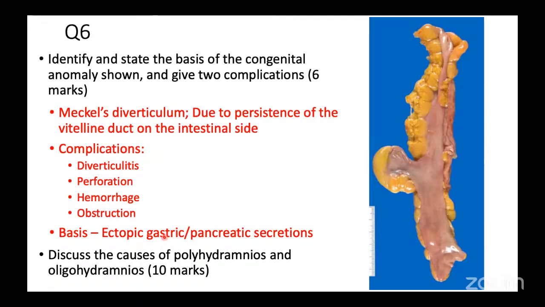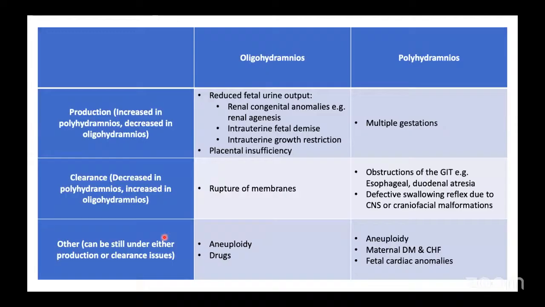All right, now we discussed the causes of polyhydramnios and oligohydramnios. Here's the answer. You can categorize them into two major groups: either problems with production, so in oligohydramnios you have decreased production and in polyhydramnios you have increased production, or problems with the removal of amniotic fluid.